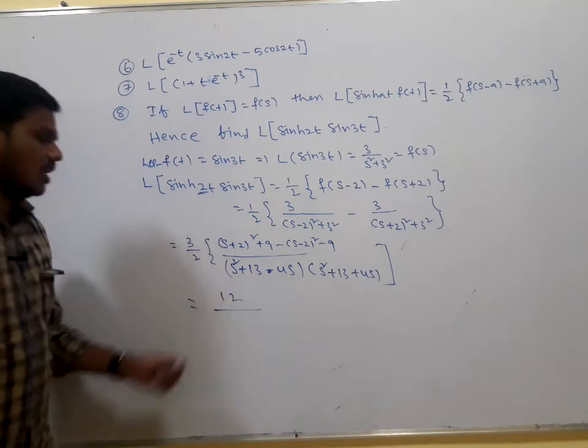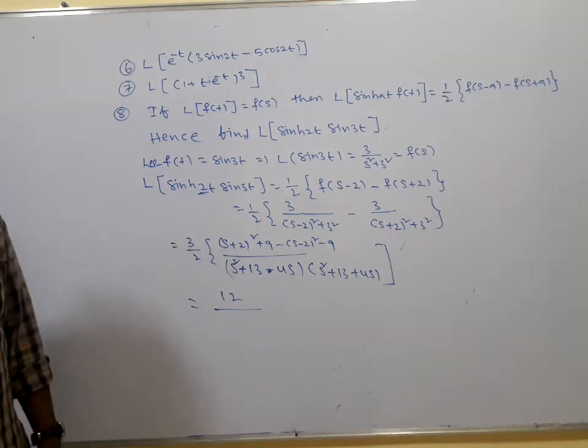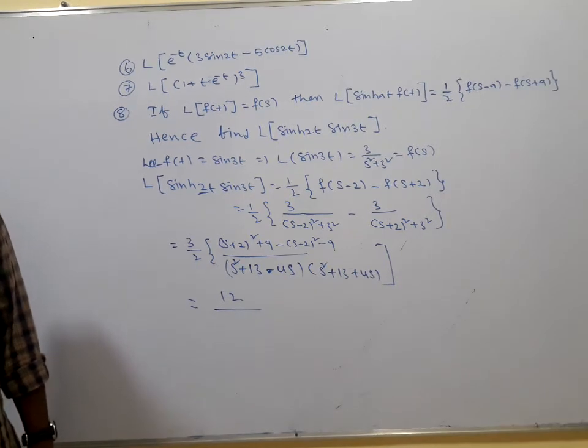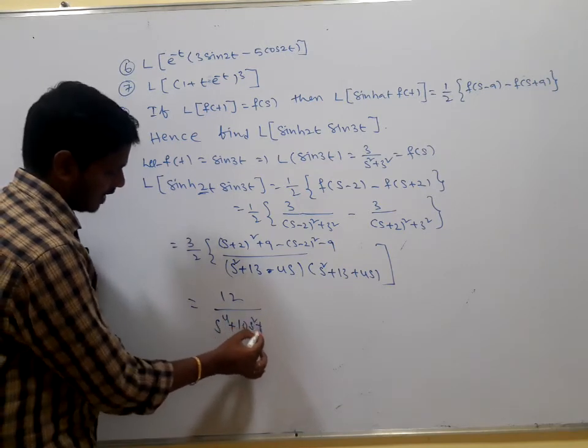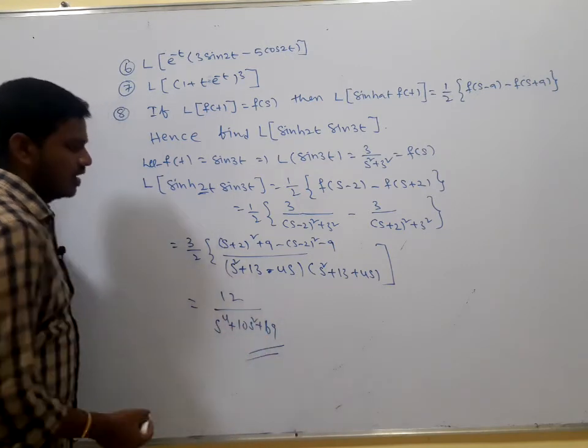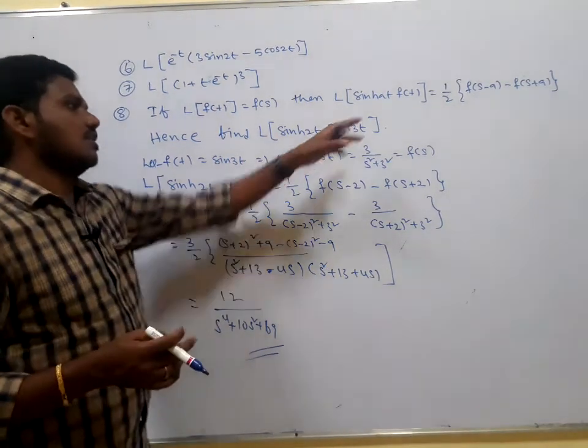whole square, you will get (s² + 3)² − 4s², as (a + b)(a − b), s⁴ + 10s² + 69. You will get this answer after simplification. Right, this is the way of evaluating. This is considered to be a formula also, that is combined with sinh at.